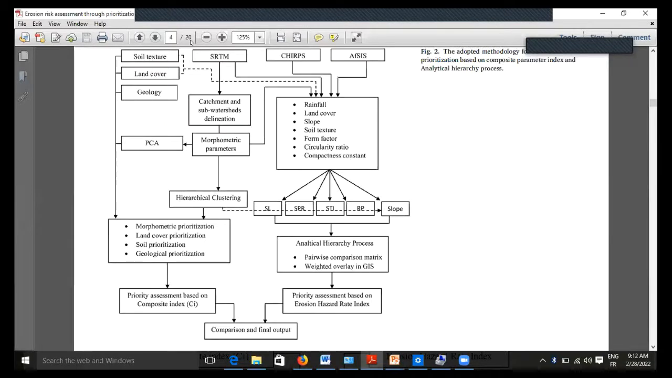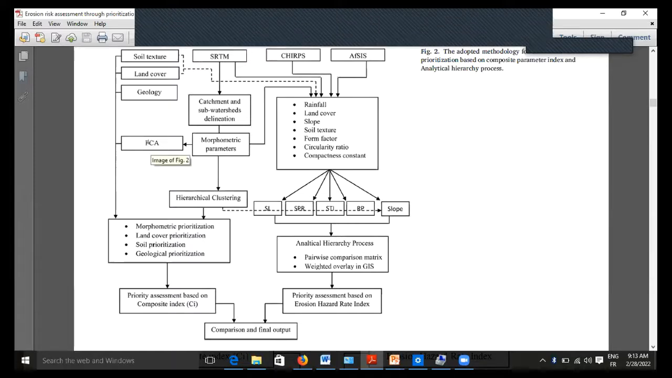As the watersheds were prioritized at cluster level, we used open data sets from different sources. This DEM SRTM was used to first delineate the catchment and its watersheds, and based on that we calculated the morphometric parameters. These morphometric parameters were used to group sub-watersheds into clusters using hierarchical cluster analysis. Then the morphometric parameters were reduced using principal component analysis, to only consider those correlated parameters for the prioritization.